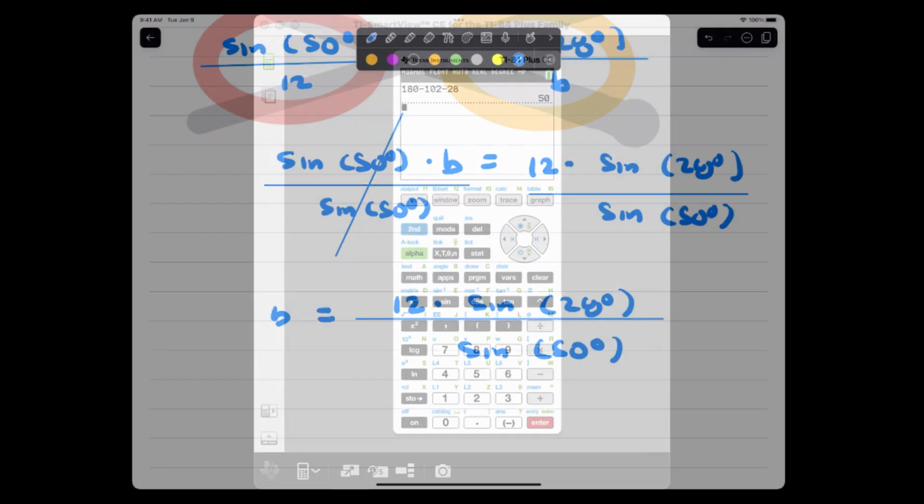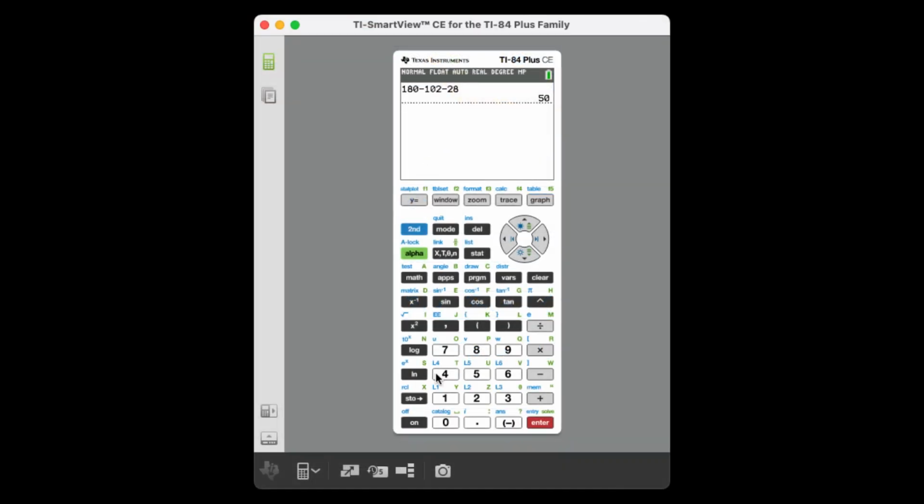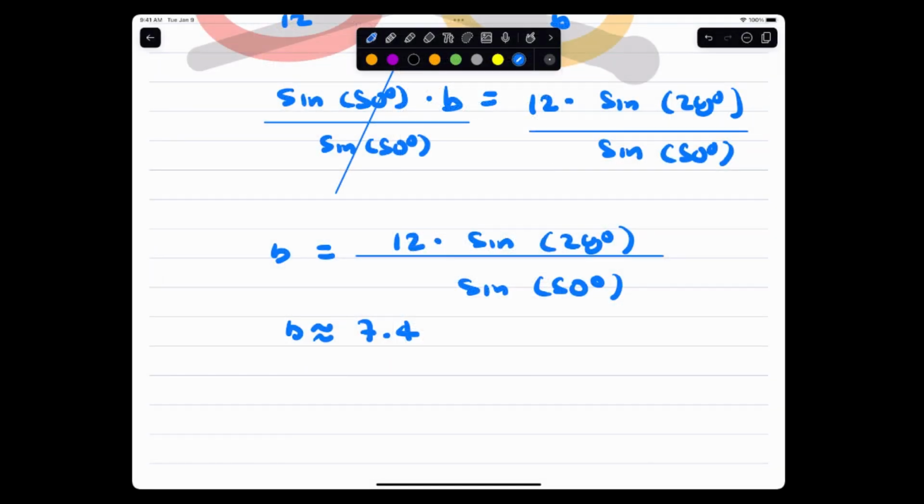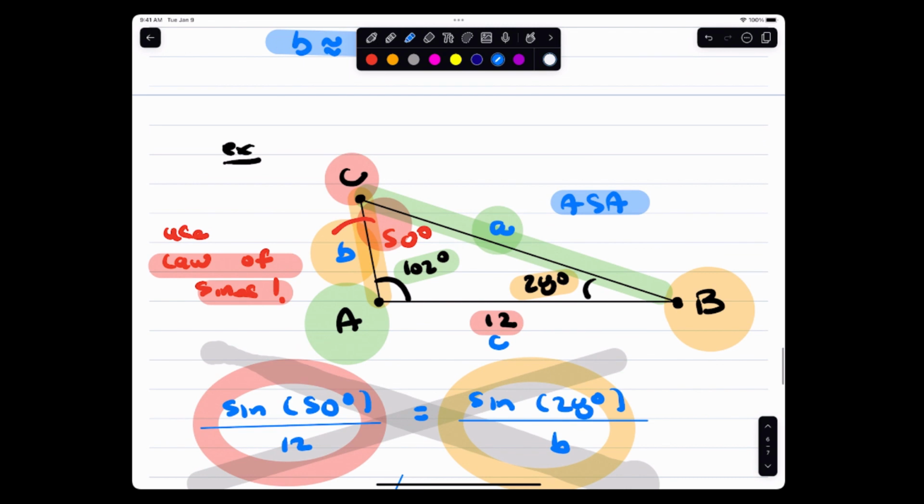Okay, so get out your TI, and what do you guys enter? 12 sine 28, close that, divided by sine of 50, is that true? Okay, what do you guys end up with? Let's go to the tenths again. Good job, b is 7.4. And there you go, ladies and gentlemen, you found little b. It's 7.4 right over here.